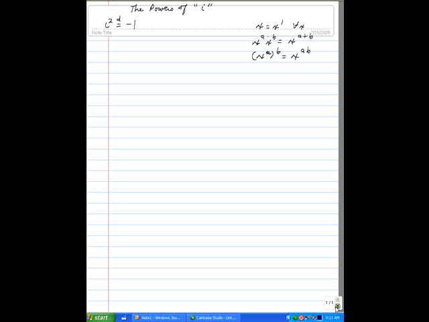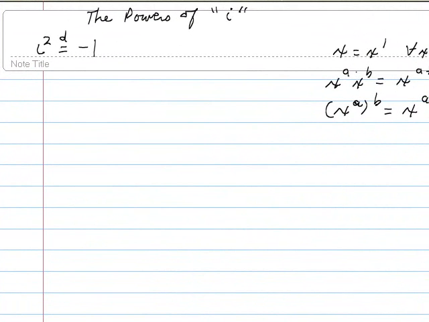On the right side of the screen I've written some basic rules of exponents which we will be using. The first one says x is the same as x to the 1 for any x. That is, if a number does not show an exponent, its exponent is automatically 1. And you're familiar with the other two rules. If you multiply two exponentials with the same base, you add the exponents. And if you raise an exponential to a power, you multiply the power by the exponent.